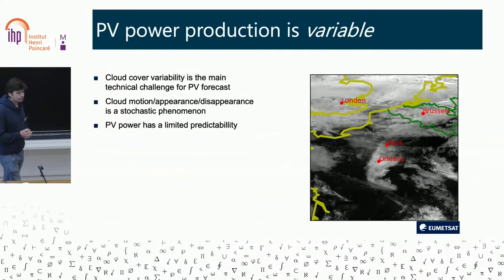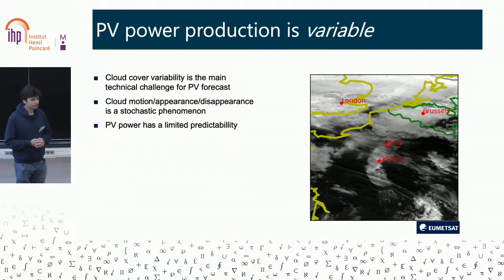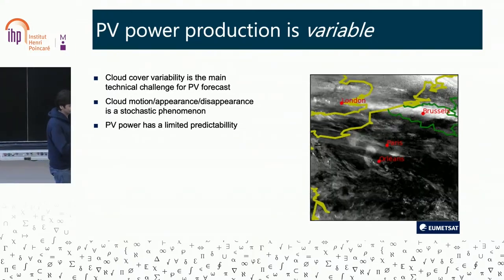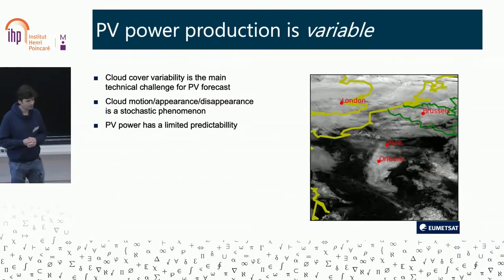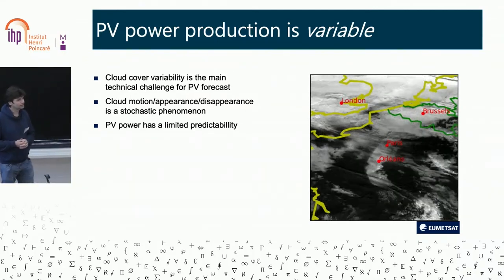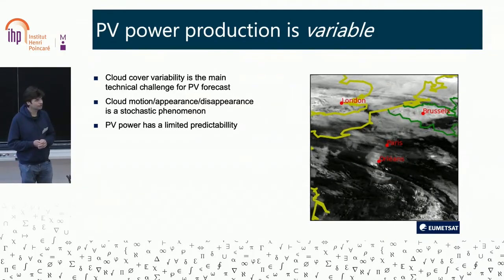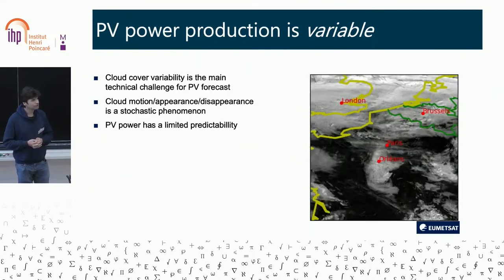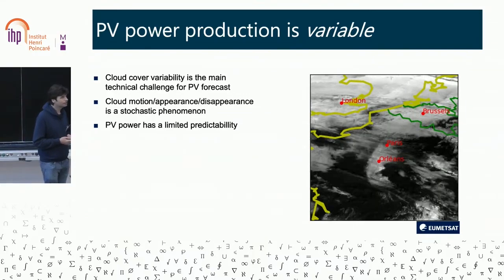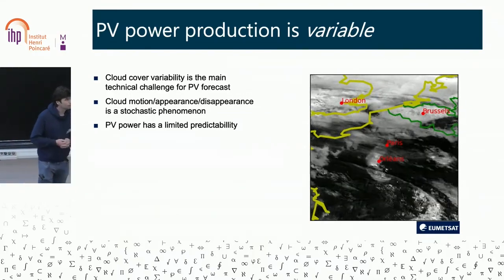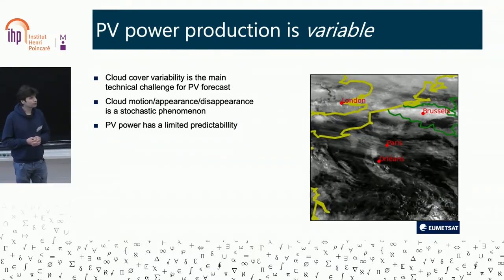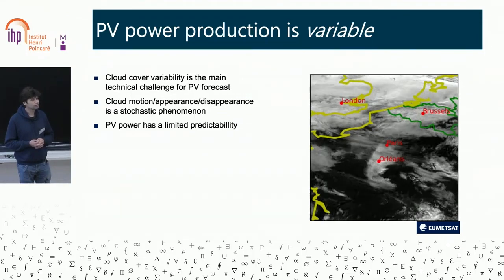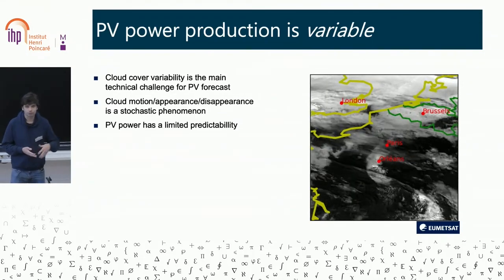So cloud cover is the main technical challenge for PV forecast, and we will talk mainly about cloud cover in the following minutes. This is an example of satellite images in the visible channel. There is a post-processing to enhance only the clouds. And you can see on this day, there are many different cloud motions. You can maybe guess that there is a fog between Paris and Orléans, which is disappearing during the afternoon. It's a fog, or maybe it's low stratus. We don't know. It's a satellite image.